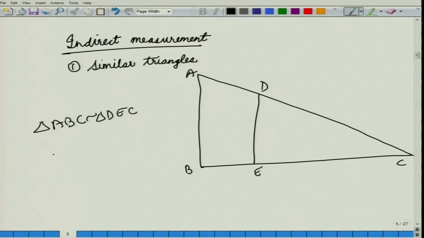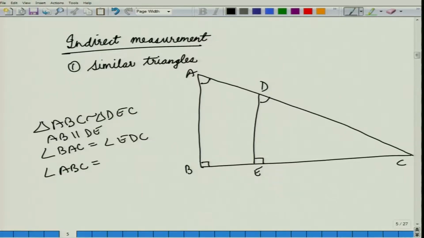Now, in triangles ABC and DEC, we have that angle BAC is equal to angle EDC. These two angles are the same because AB is parallel to DE. Similarly, both these angles are equal. Angle ABC is equal to angle DEC. Both of these are 90 degrees. At the same time, this angle is the common angle. So, angle ACB is equal to angle DCE.